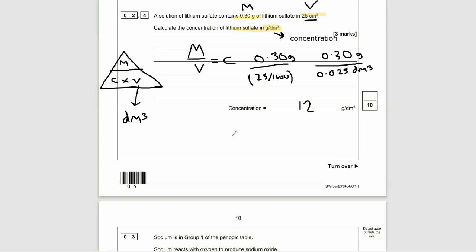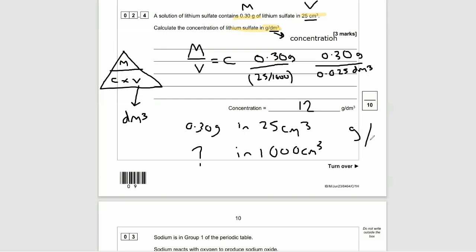Now, there is a mental maths way of doing this as well. The mental maths way is saying, well, they're telling me there's 0.3 grams in 25 centimeters cubed, and then it's asking me how many grams in a decimeter cubed, like g/dm³. So how many grams in a decimeter cubed? A decimeter cubed is 1,000 centimeters cubed. So if there's 0.3 grams in 25, how many are in 1,000? Well, to work that out, you could do 1,000 divided by 25 times 0.3. That's just one of the ways you can work that out. And if you do that, you will find the answer is also 12.